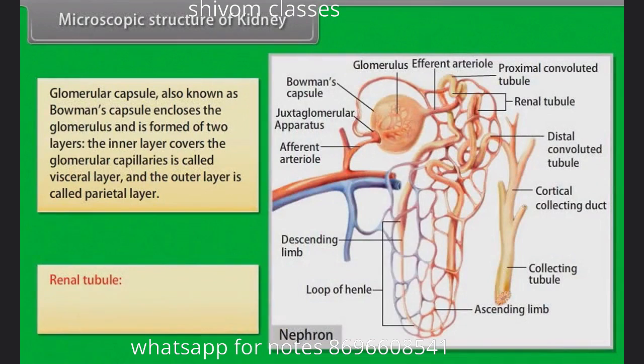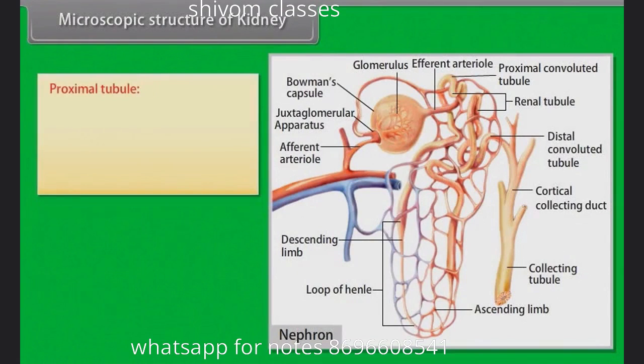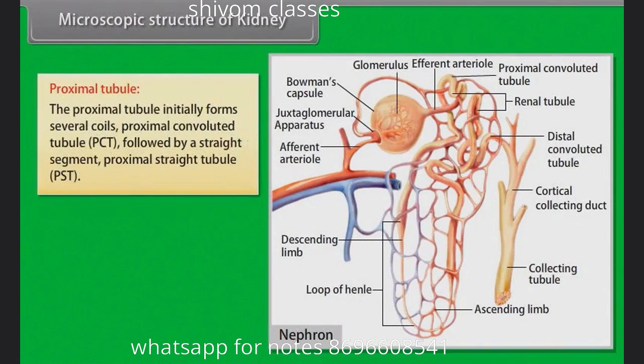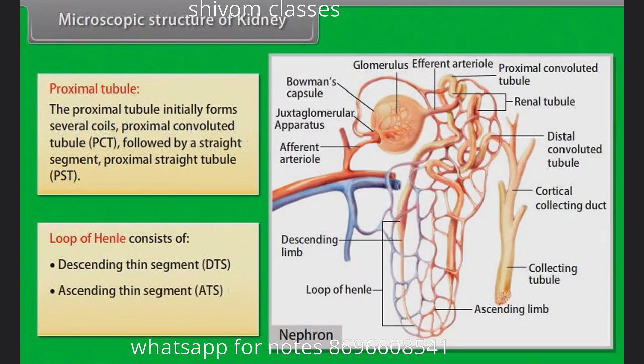Renal tubule. It is a long complicated tubule that is divisible into the following main parts. Proximal tubule. The proximal tubule initially forms several coils, the proximal convoluted tubules, PCT, followed by a straight segment, the proximal straight tubule, PST. Loop of Henle consists of a descending thin segment, an ascending thin segment and a thick ascending limb.